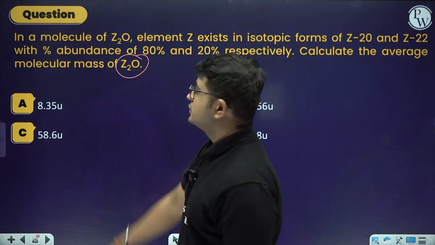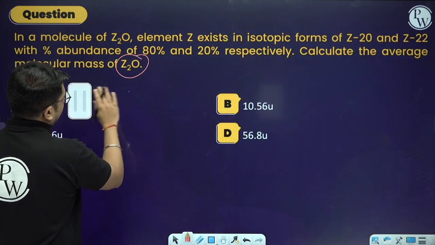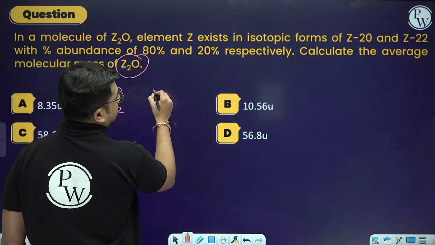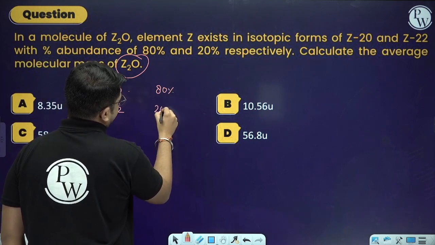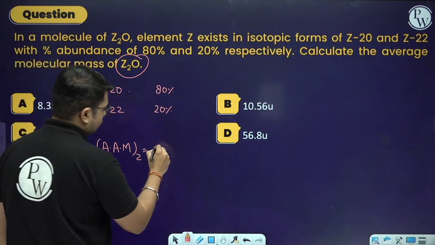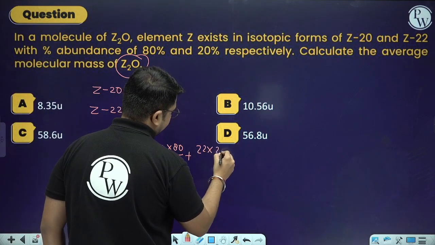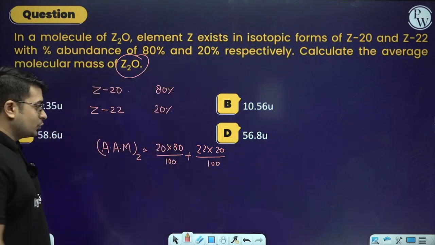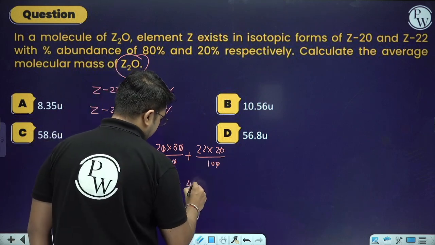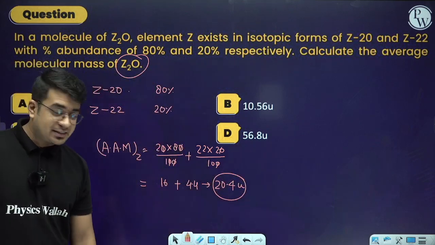Before solving the molecular mass of Z2O, let me tell you what will be the average atomic mass of Z, because we know that Z is actually in two forms: Z20 and Z22. First case, percentage abundance is 80%, and in this case it is 20%. Can we calculate the average atomic mass of Z? Yes, very easily. The mass of the first isotope, which is 20, multiplied by its percentage abundance, plus the mass of the other isotope multiplied by its percentage abundance. So 20 times 80 by 100 is 16, plus 22 times 20 by 100 is 4.4, so this will be 20.4 U. The average atomic mass of Z is 20.4.